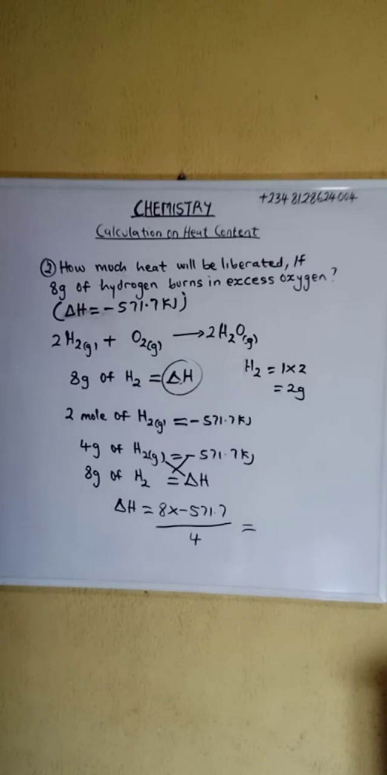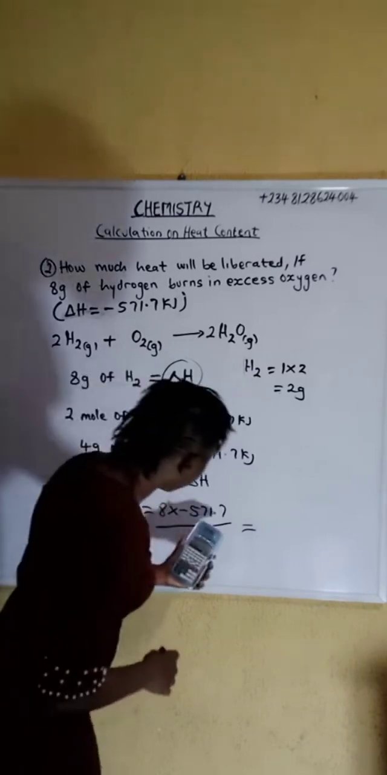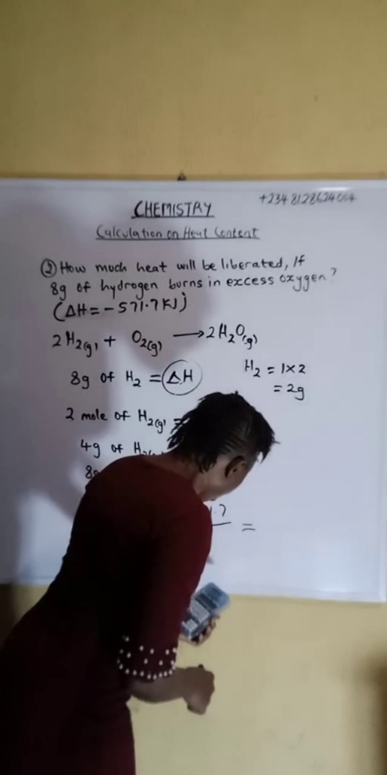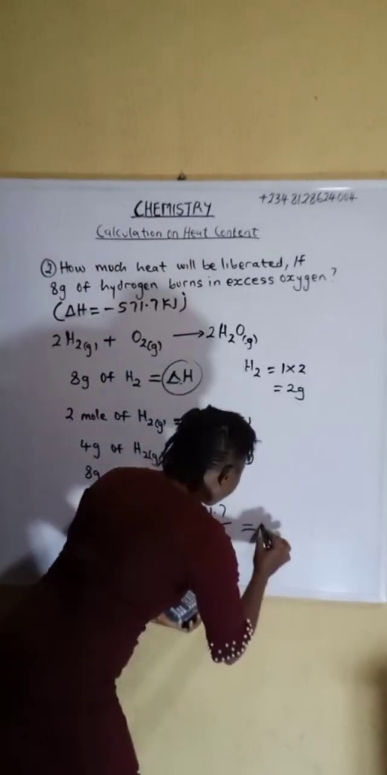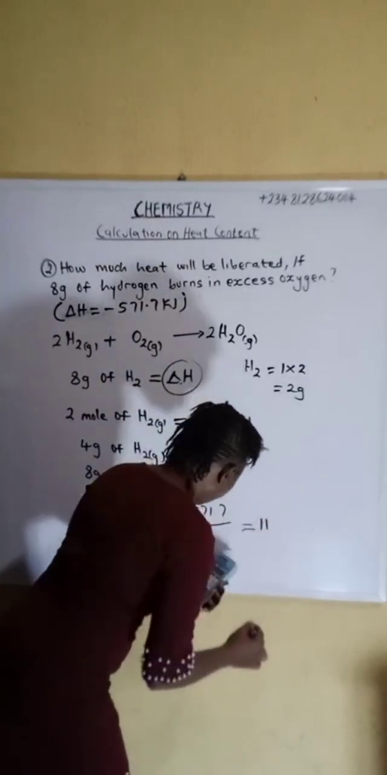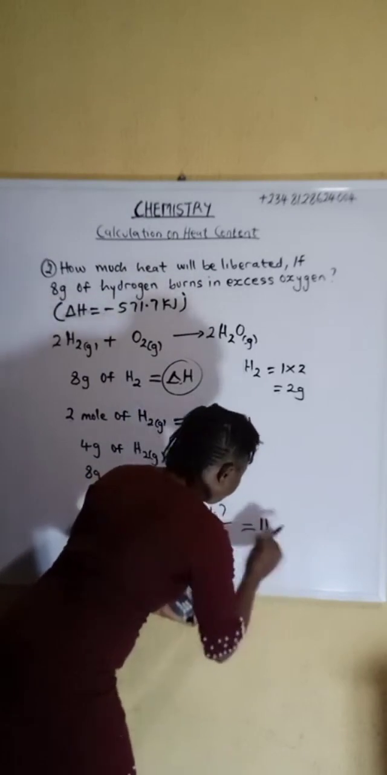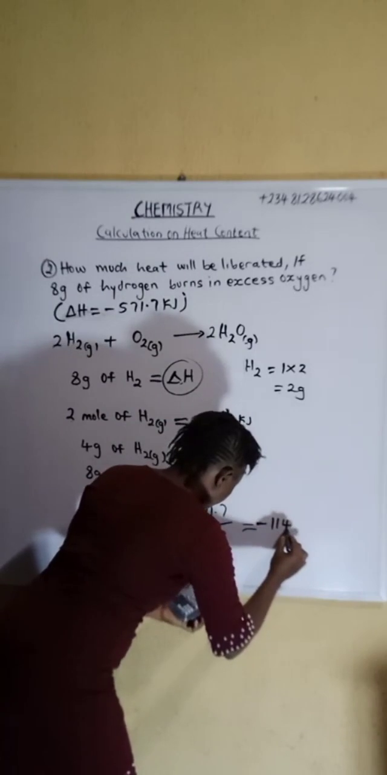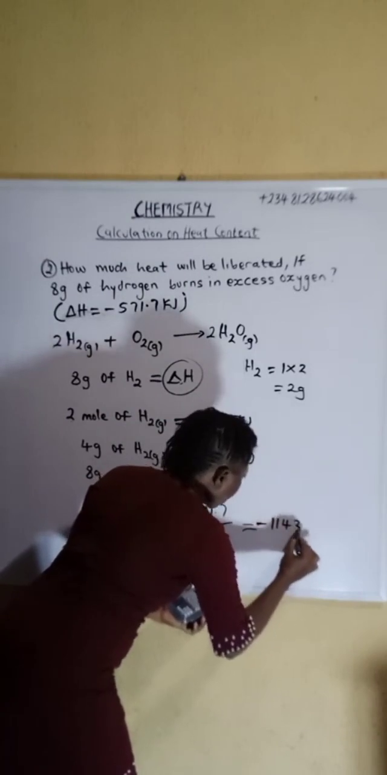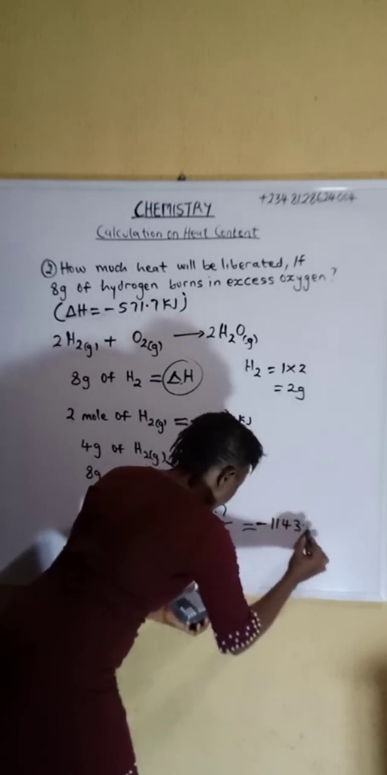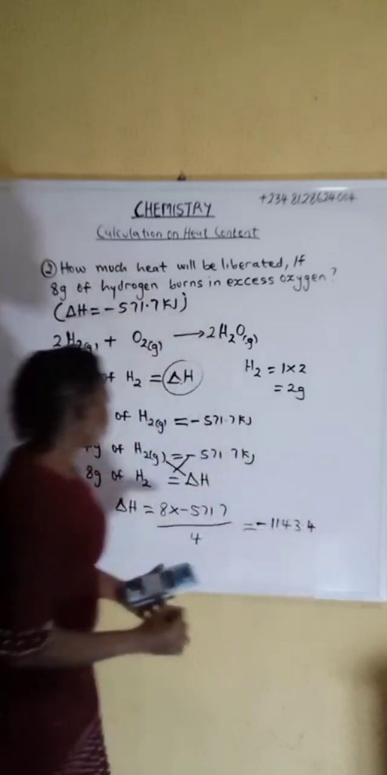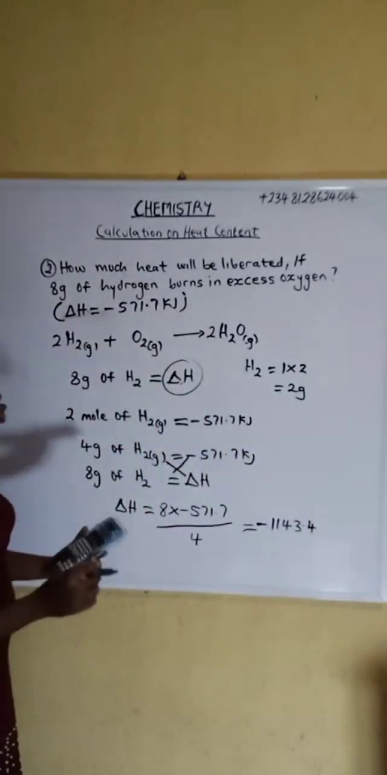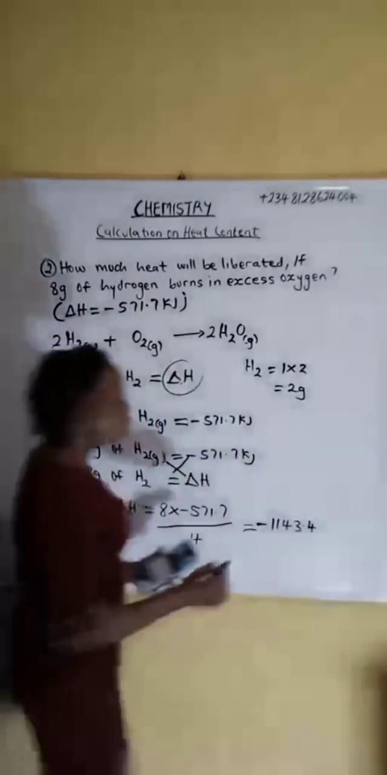So what is our final answer? The final answer is minus 1143.4 divided by... so the final answer is minus 1143.4 kilojoules.